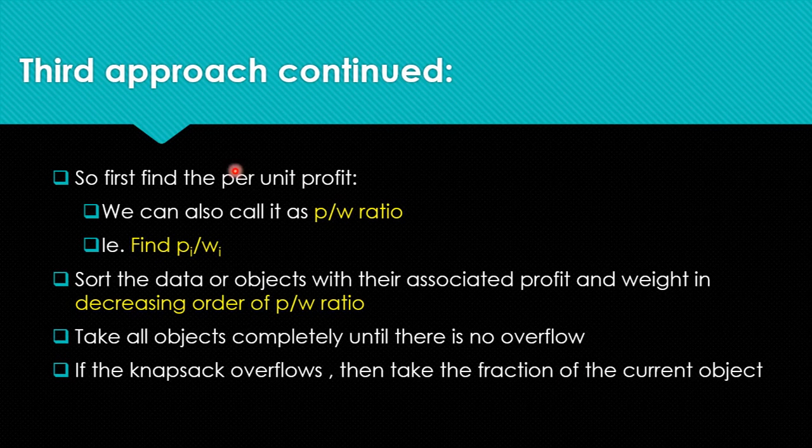So how do we solve the knapsack problem using this third approach? First we find the per unit profit, that is the P by W ratio. The first step is to find Pi by Wi. Next we sort the objects according to decreasing order of their P by W ratio. The third step is the same: take all objects completely until there is no overflow. Fourth, if the knapsack overflows, then take the fraction of the current object.